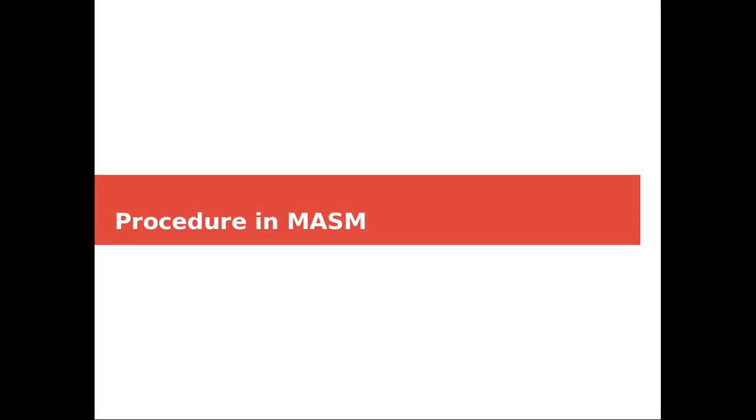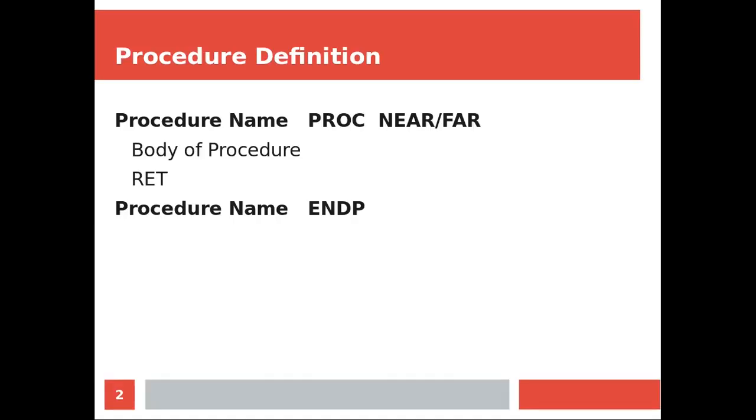Next we will explain about procedure in MASM. Procedure is similar to function in high level languages. So this is the format for procedure: procedure name, PROC, near or far, then body of the procedure, return statement, then again procedure name and ENDP. This is how we can define a procedure.